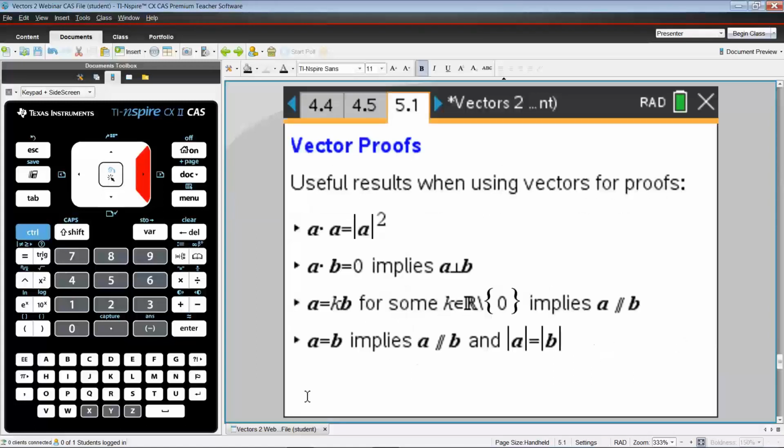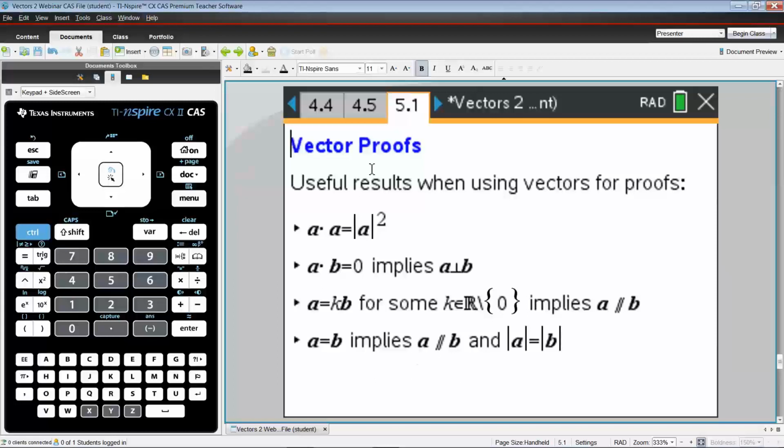Okay, let's move on to the final bit of the session, which is vector proofs. Now, the CAS doesn't necessarily help with the actual steps of vector proofs. It can help when you've got vectors given to you, but when we have general vectors a, b, and that sort of thing without being specified, it's a bit trickier to use. What you can do, though, is use the geometry page and dynamic geometry within that to verify some results.